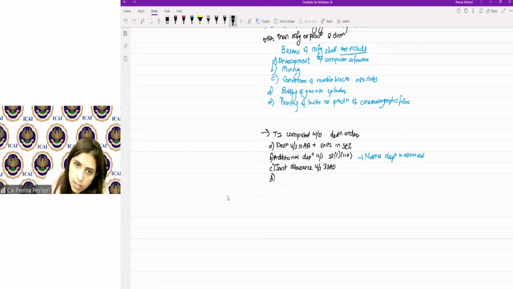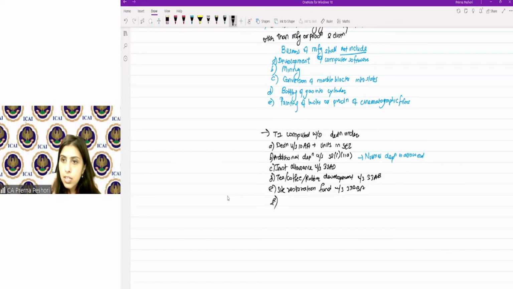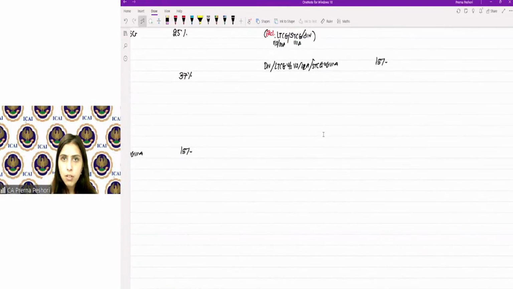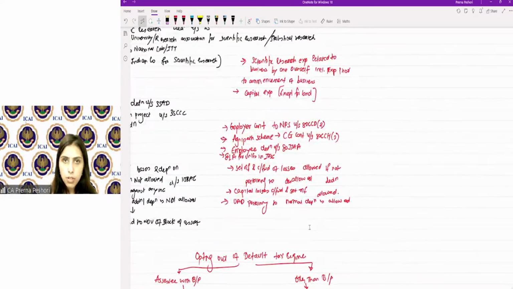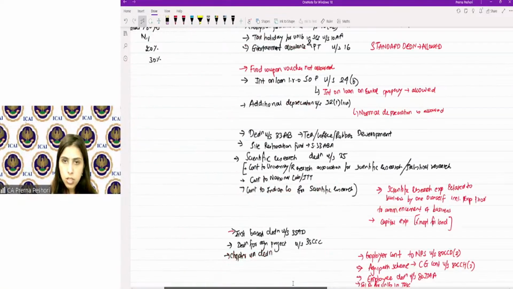Then tea, coffee, rubber development under section 33AB. Site restoration fund deduction under 33ABA. Then scientific research expenses, what we studied even for individuals. I'm just copy pasting from there to save time. You have to write it fully. You are not writing on a computer, right? So this is scientific research expenses deduction. But what will be allowed is the capital expenditure and the revenue expenditure, right? So that will be allowed.